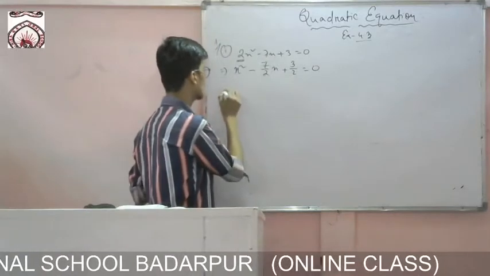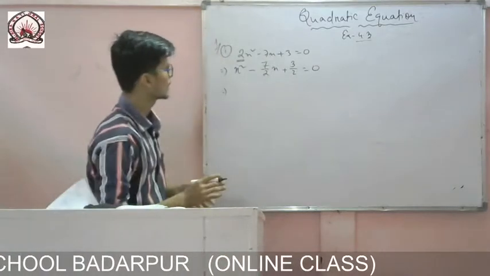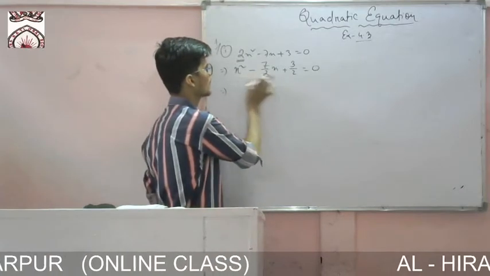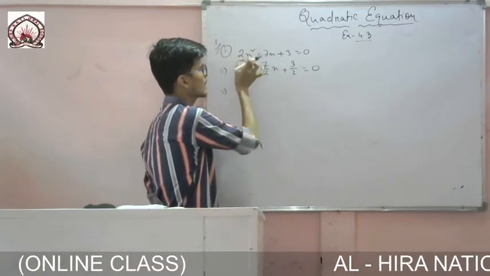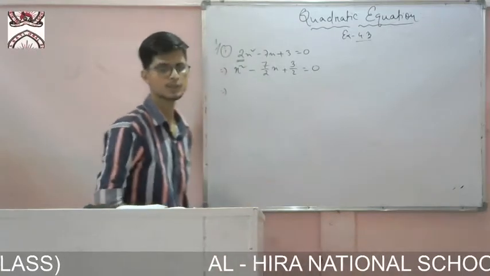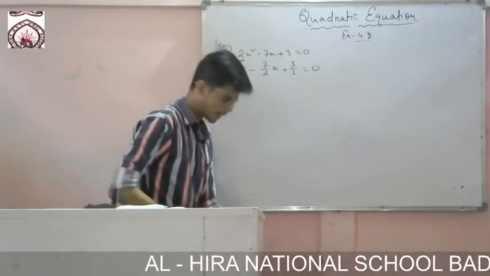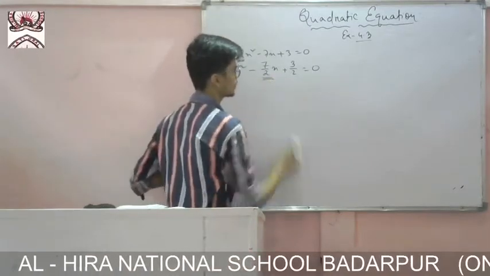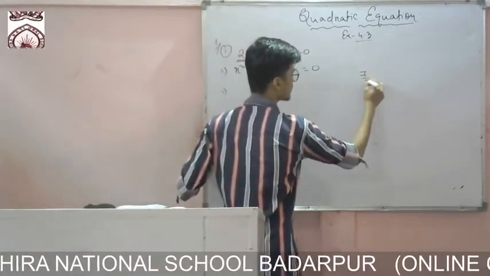Now the second line will be like this. You see, this was our first line. What we have done in the first line is simply take the coefficient of x square and divide the whole equation by it. Now we will take the coefficient of x. The coefficient of x is 7 by 2.